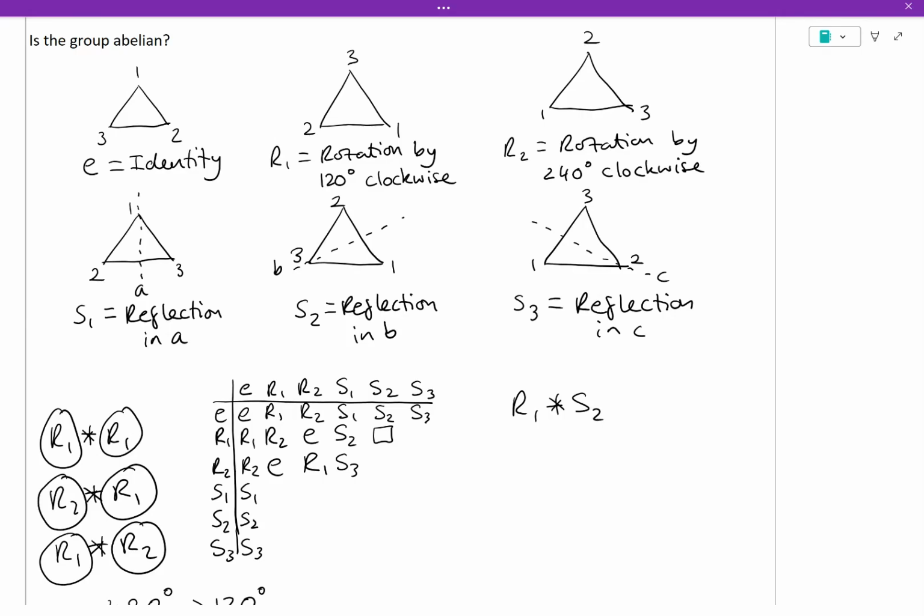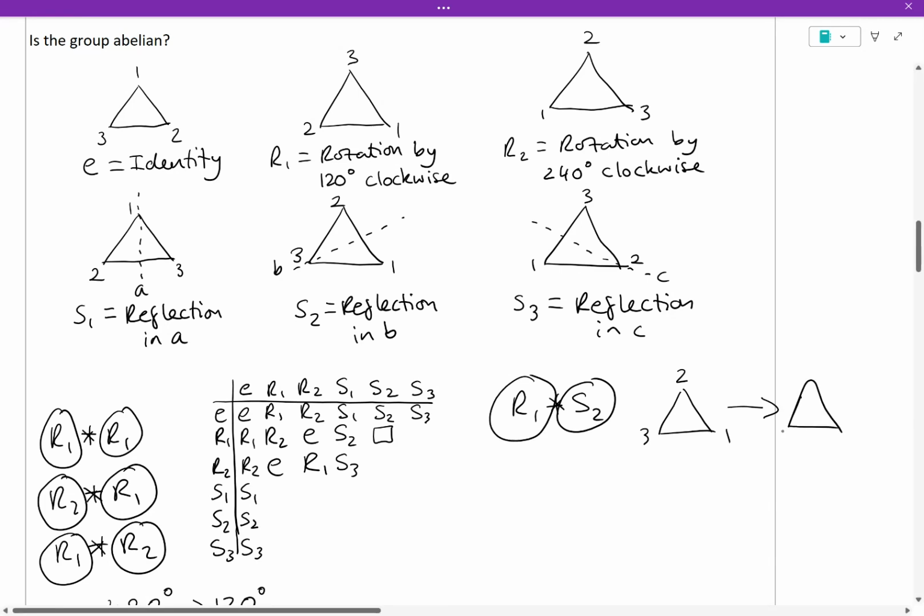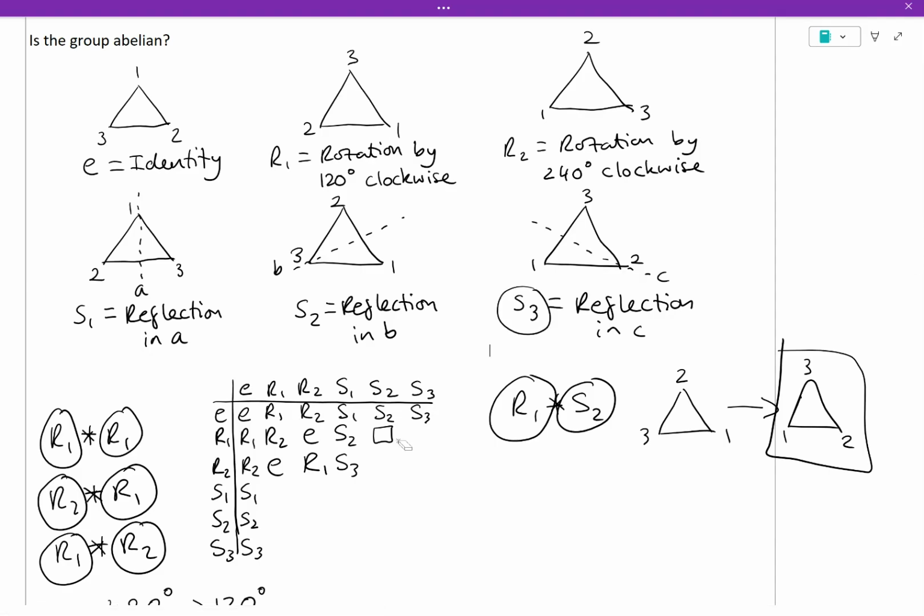So I'm going to start by drawing out a picture of S2. S2 is 3, 1, 2, like that. And then we're going to rotate by 120 degrees. So all the vertices are going to move on 1. So that'll be 1, 3, 2. And then we're going to compare this picture to our elements. And we've ended up with S3.